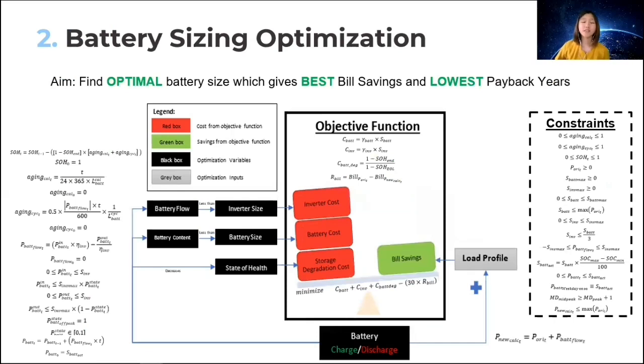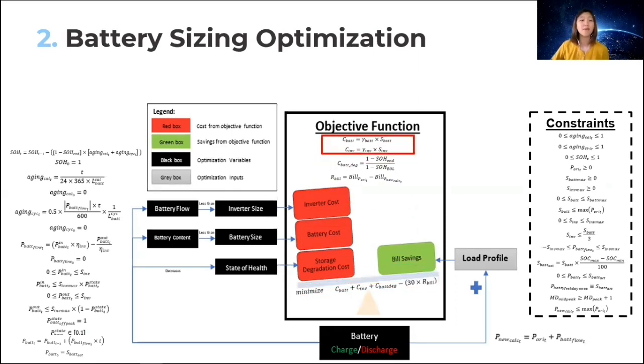Next, the battery sizing optimization aims to find the optimal battery size which gives the best bill savings and lowest payback years. Hence, the objective function is designed to minimize battery costs, inverter costs, battery degradation costs, whilst maximizing bill savings. Battery cost, denoted as C_BAT, and inverter cost, denoted as C_INV, both depend on the optimal battery and inverter size respectively. Next, battery degradation cost, denoted as C_BAT,DEG, relates to the state of health, SOH.